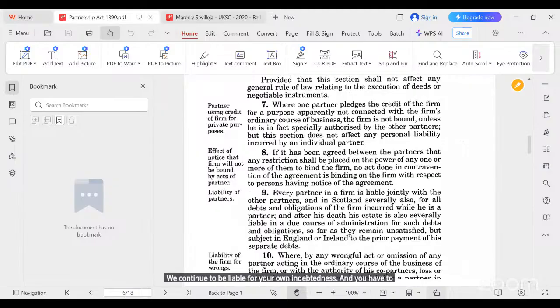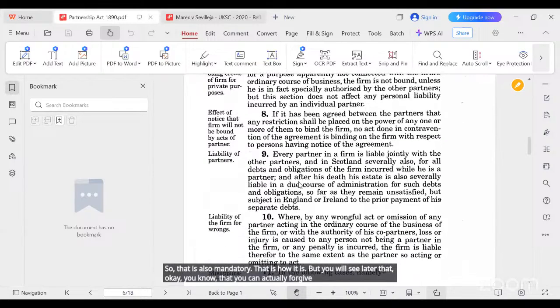So if you leave something for your kid and kin, the creditors can also come to take his money, because you don't have an estate until you have been able to pay off the debts of the man that has left. So that is also mandatory. That is how it is. But you will see later that you can actually forgive one another if you all agree to do so.